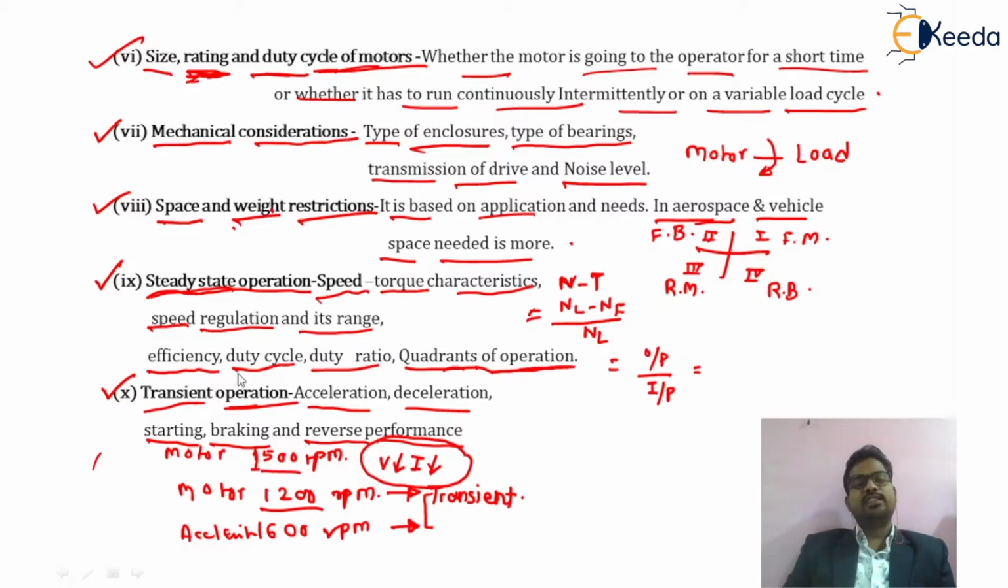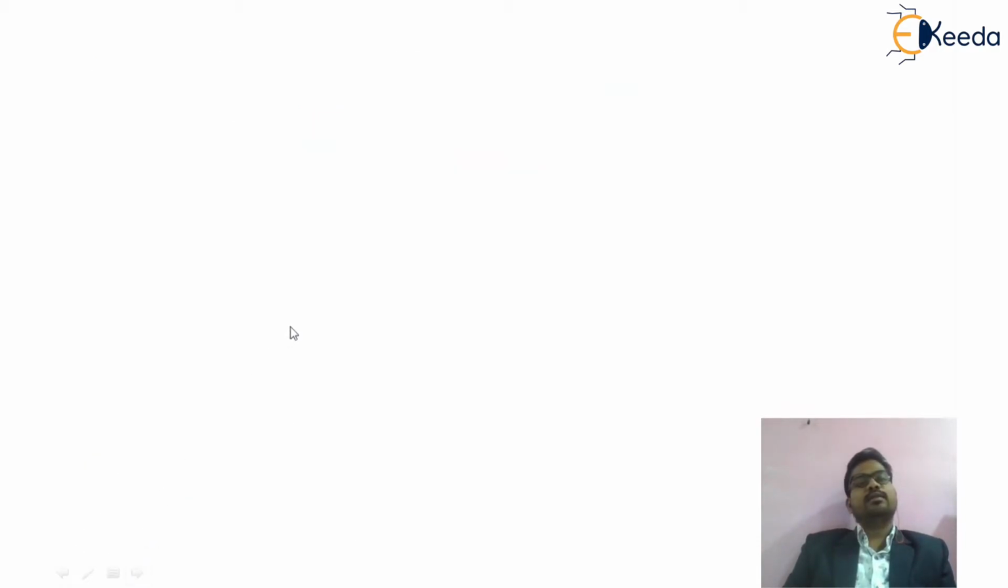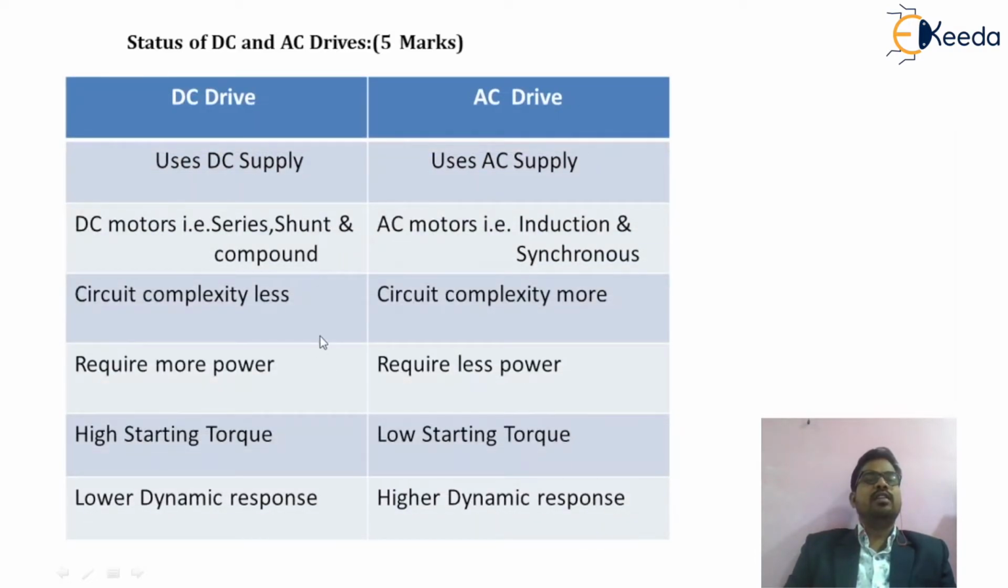So let's move towards the next bit of your syllabus. That bit of syllabus is called the status of DC and AC drive. So again, this is a very important question from the university examination point of view, because most of the time in university examination such a question is asked for 5 marks. So what will be the weightage of that particular status of DC and AC drive?